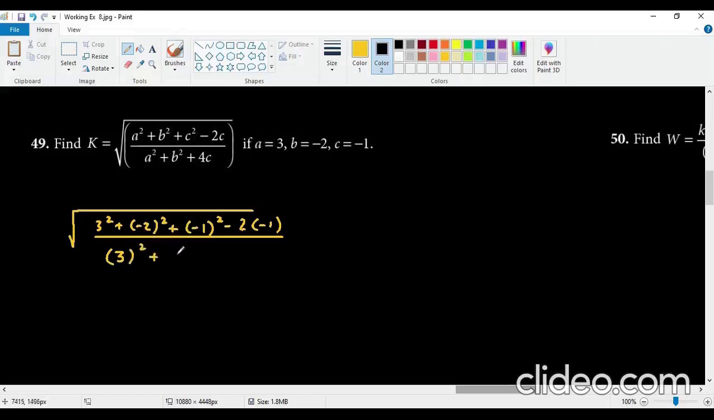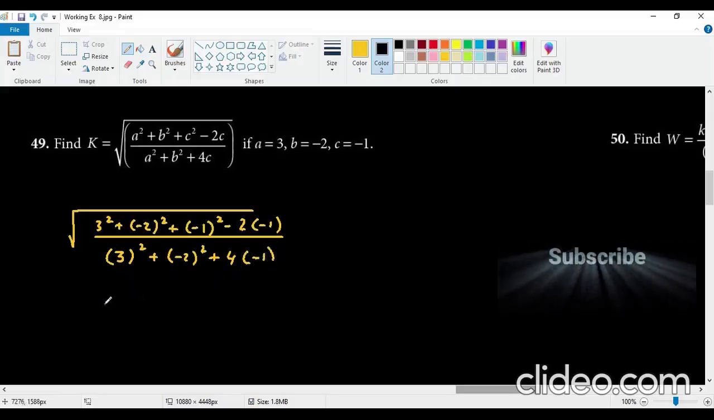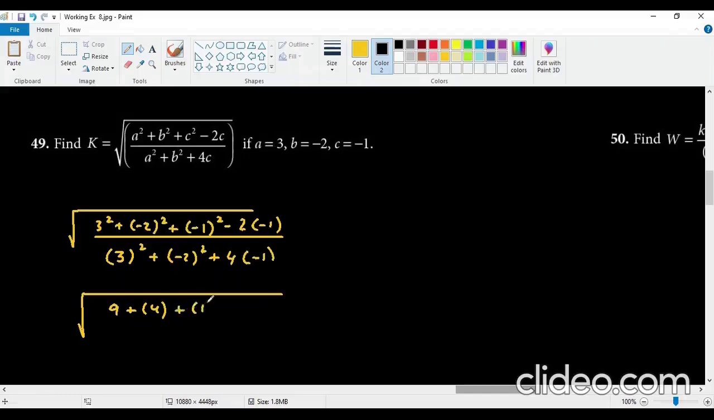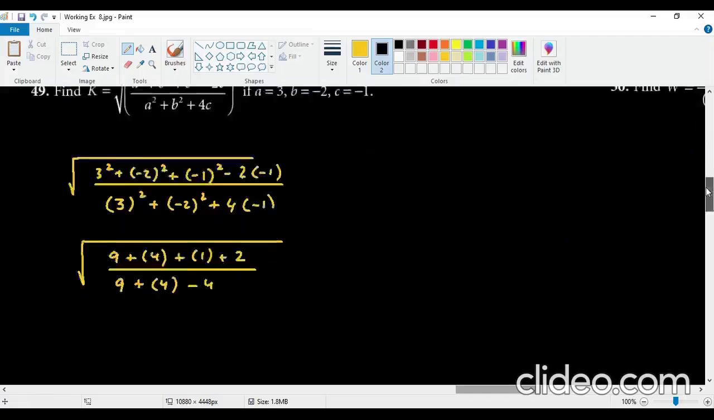3 square plus b value is negative 2 square plus 4 times c is negative 1. Now we are going to simplify this. Under the root it's going to be 9 plus 4 plus 1, and minus 2 times minus 1 is going to give you a positive 2. As a denominator we'll have 9 plus minus 2 times minus 2, which is going to give you a positive 4, and plus 4 times minus 1 is going to give you a minus 4.